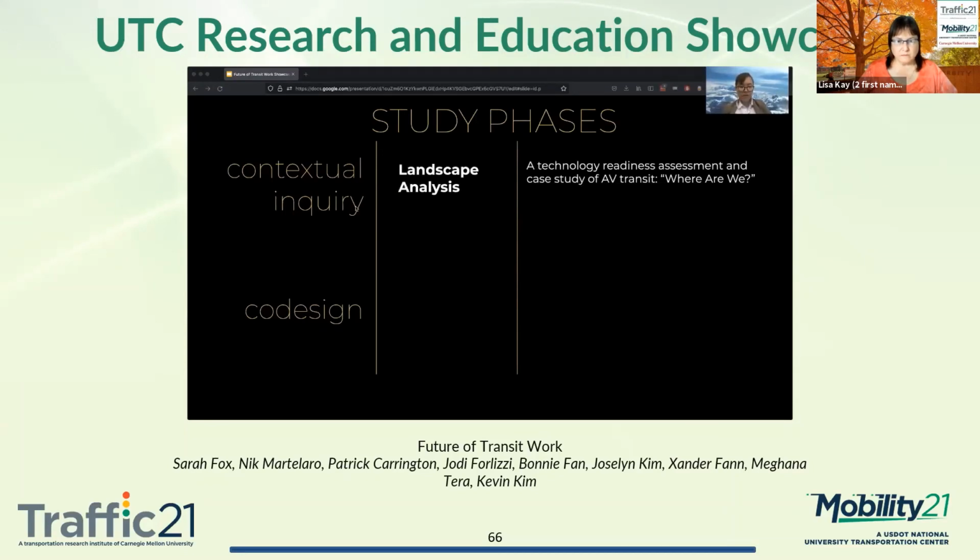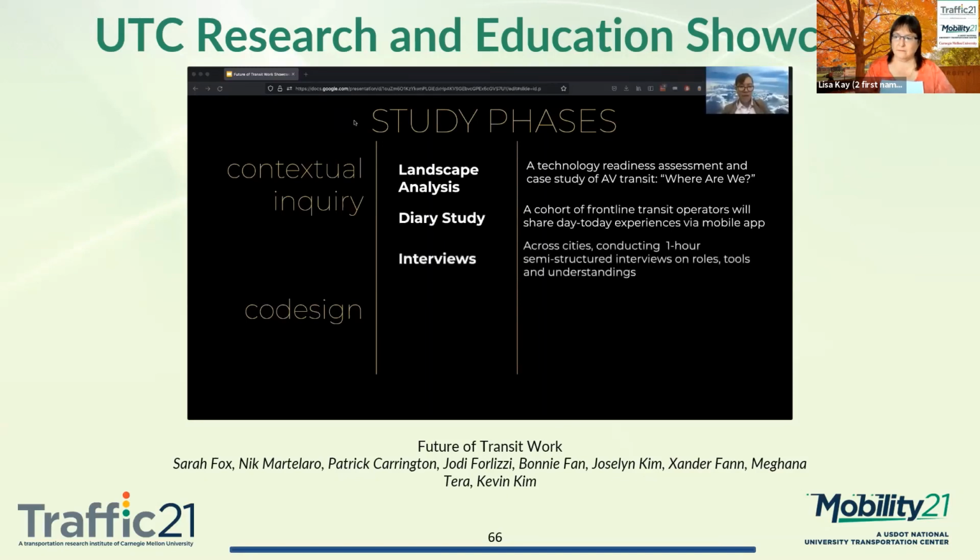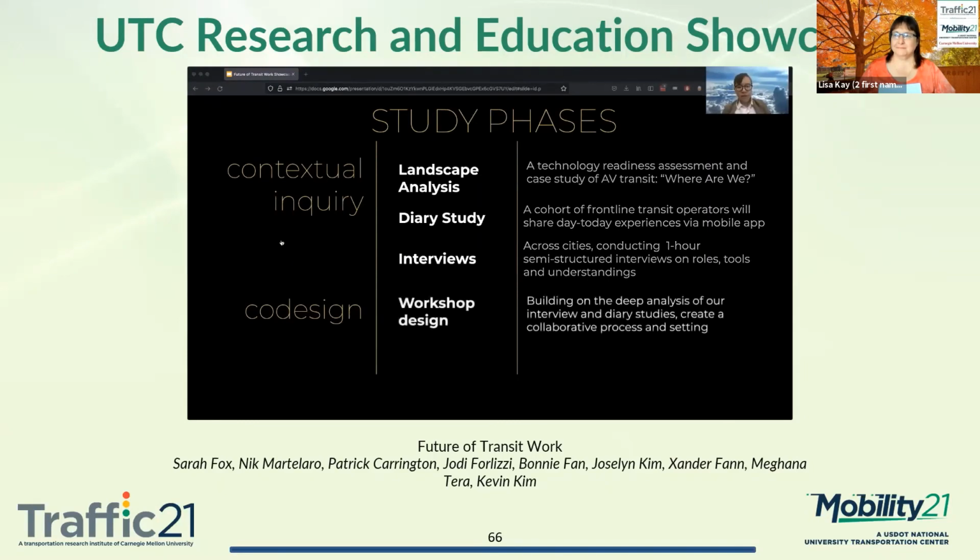That will inform two elements of our study, including our diary studies and our interviews, where we get an understanding of the day-to-day experiences of transit operators from our diary studies and conduct a series of interviews across cities amongst multiple operators, understanding their roles, tools, and understandings. That will provide the basis for a deep understanding of transit operation and create the protocols and process for our workshop designs.